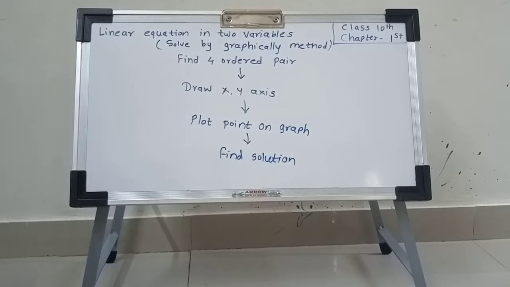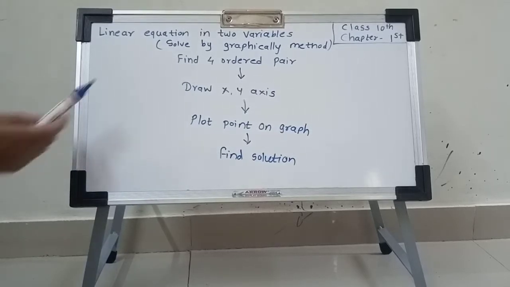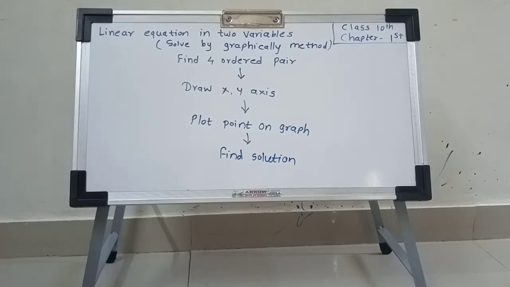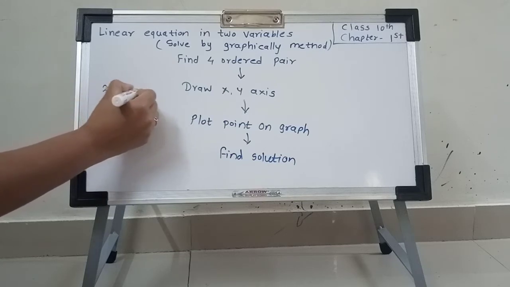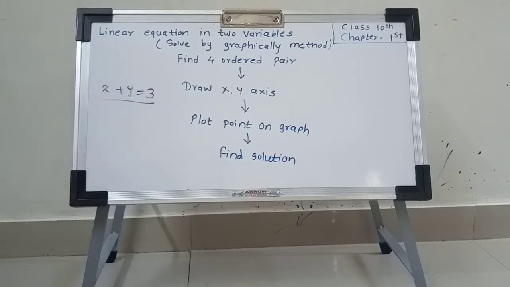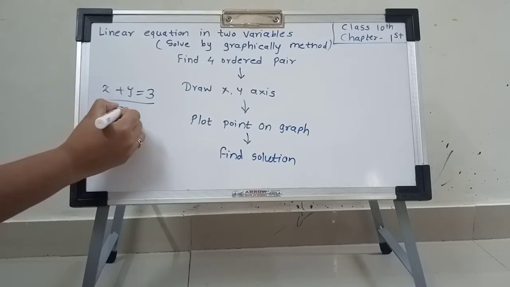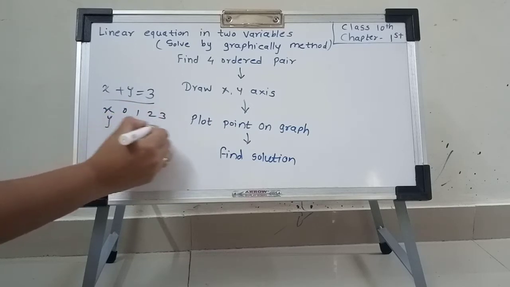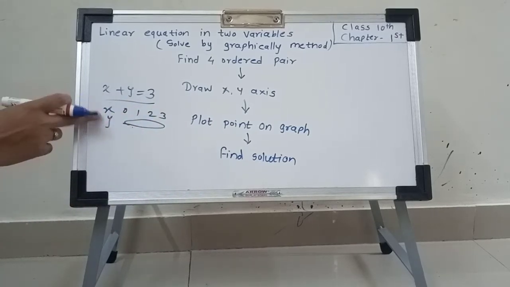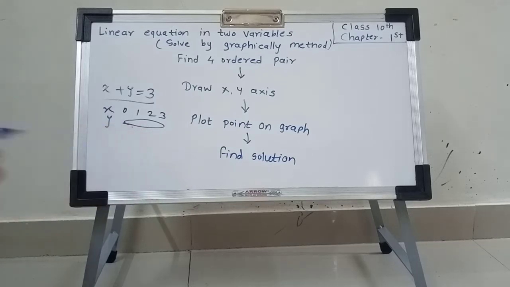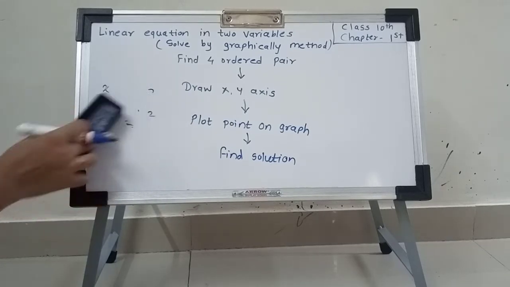Here we first draw a flowchart: how to solve by graphical method. First, find four ordered pairs. Suppose the given equation is x plus y is equal to 3. This is our linear equation. Take four values of x, 0, 1, 2, and find the values of y. These are the four ordered pairs of the equation.